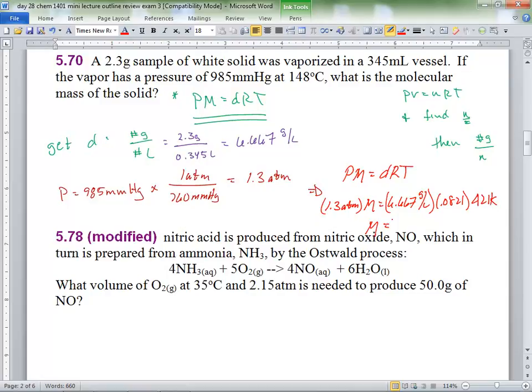What did you get? 178 or so. Amy, did you get 178? Anybody get around 170 something? Okay, right around 178. Now you get points off if you don't have the units. Grams per mole. Molar mass is always grams per mole. That's close enough, right? It just depends how many digits you carried. Somewhere around there. Really close to 180.